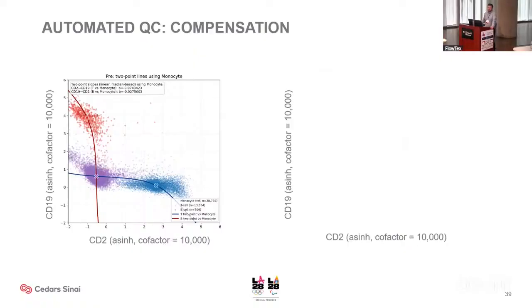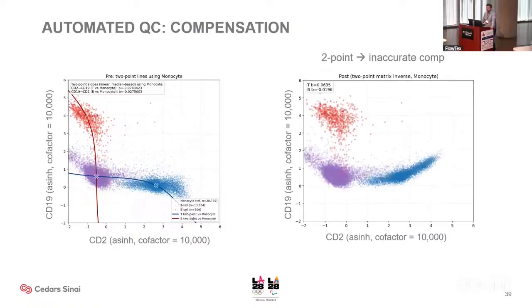You can see that what's happening is if we look at this line, it's actually being overcorrected just because of the fact that the monocytes have a high background autofluorescence. So when we try to correct with that using monocytes as our double negative, we really run into the issue of an overcorrection on the T cells and an undercorrection on the B cells.